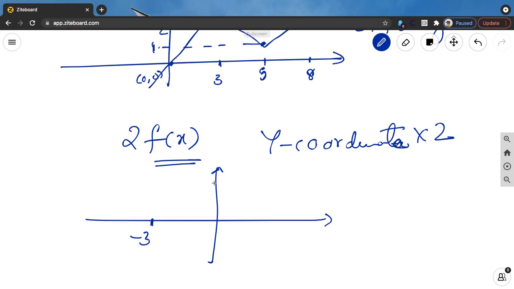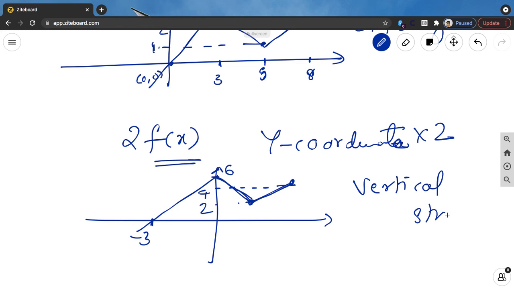0 comma 3, the y coordinate will now become 0 comma 6. 2 comma 1 will become 2 comma 2. And 5 comma 2 will become 5 comma 4. So this will become 4. This will become 2. So what has happened to the function is a vertical stretch. Every y value has become twice. The y coordinate has to be multiplied by 2.